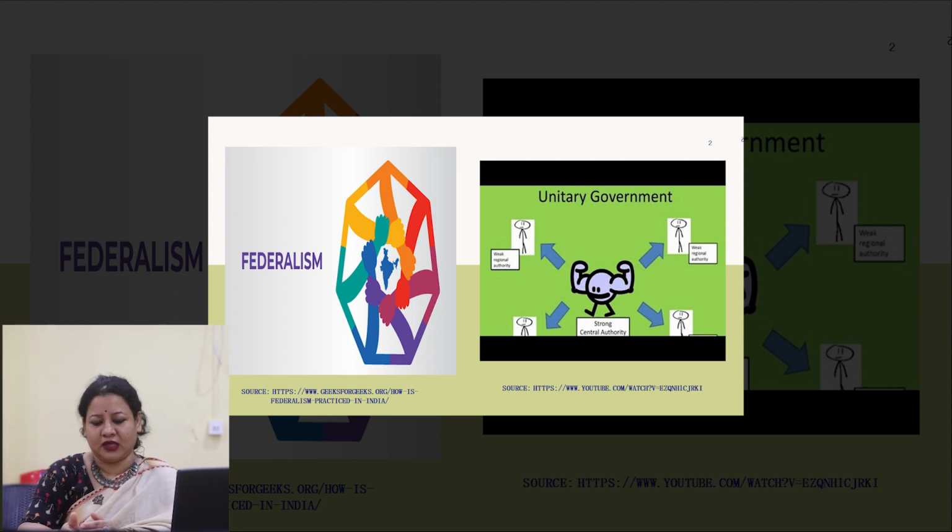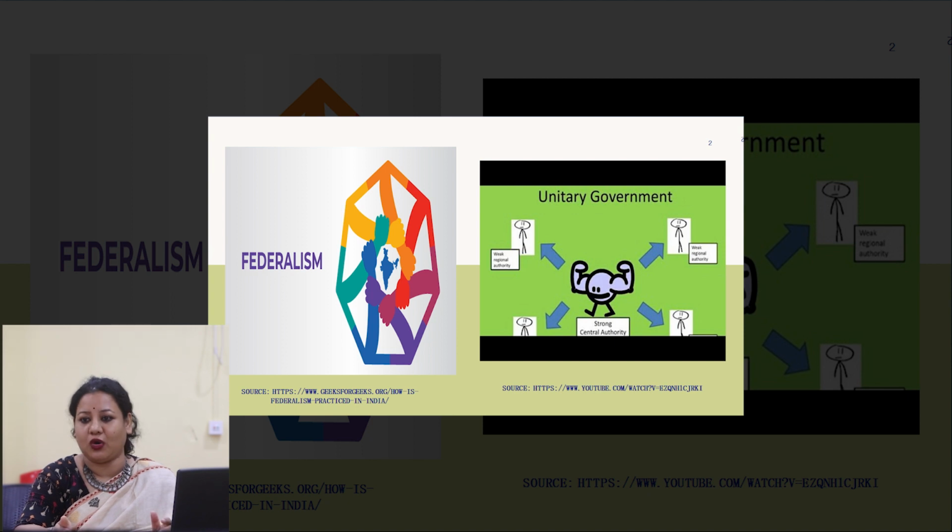Now, the examples that I have given, unitary models, like Britain, France, Japan, China, all these countries have complete unitary features. Okay, and when you talk about the federal model, for example, US, Switzerland, then Australia, Canada, Russia, they all have federal features. But as an exception, in India, we have both federal features and unitary features.